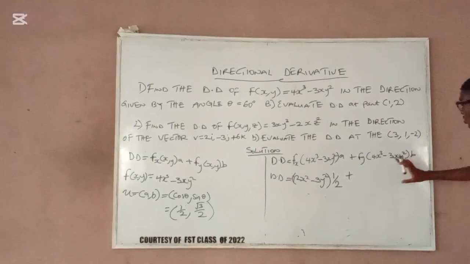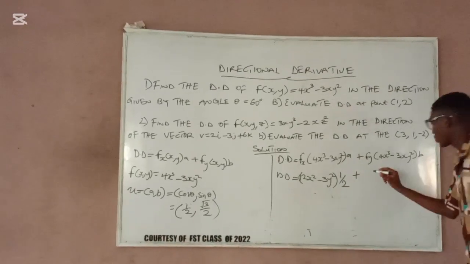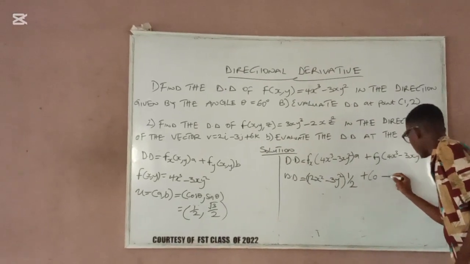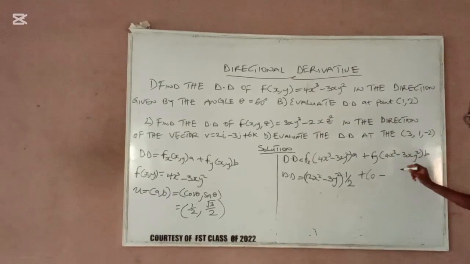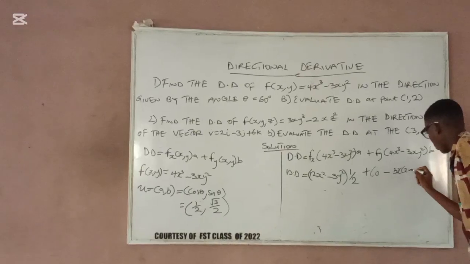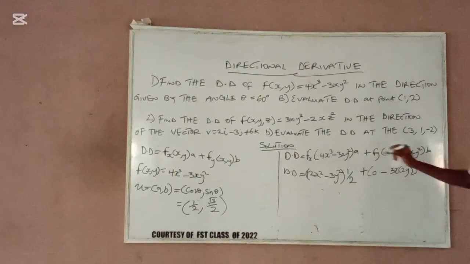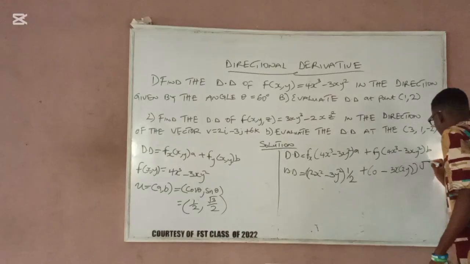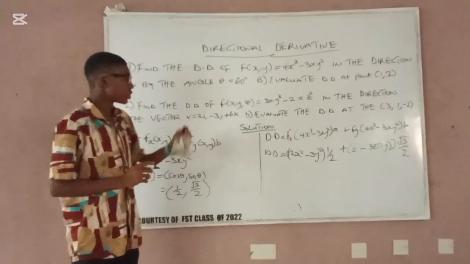Plus f of y. Differentiate only y in this function. Is there y here? No. So we get 0. Minus, is there y here? Yes. Differentiating y squared gives 2y. That is 3x times 2y. What is our b? Root 3 over 2.